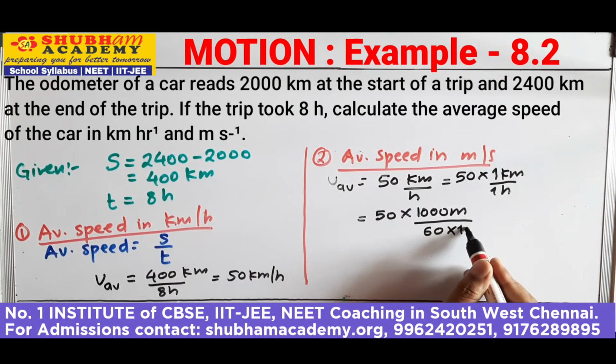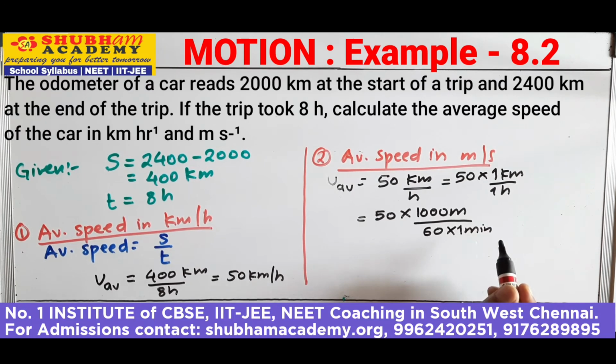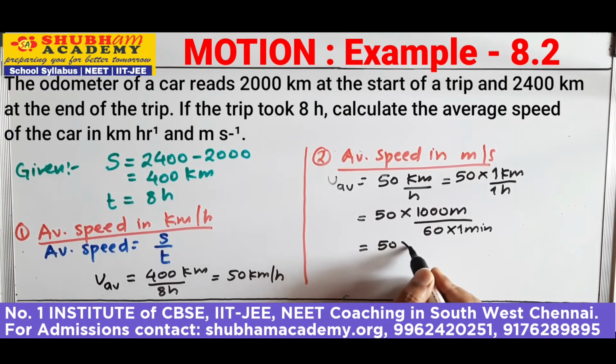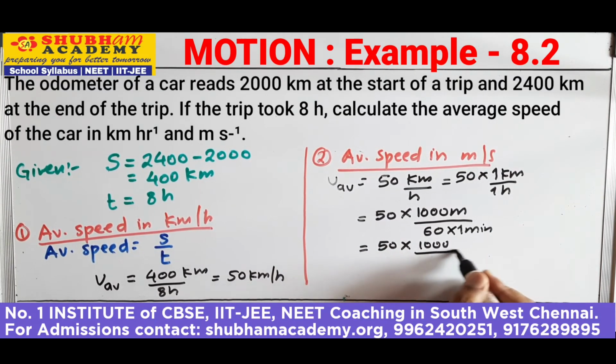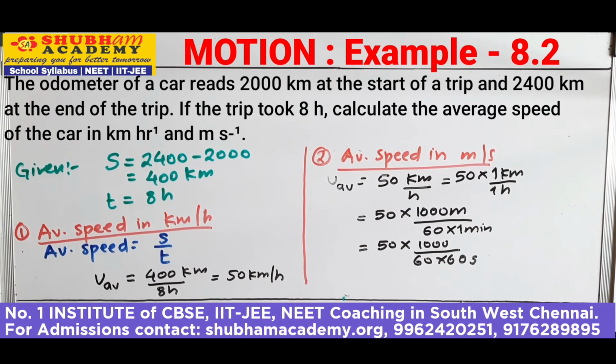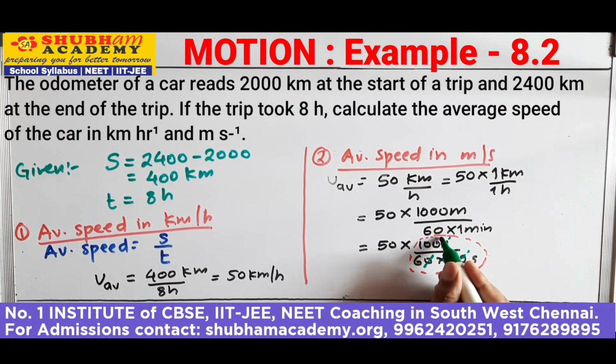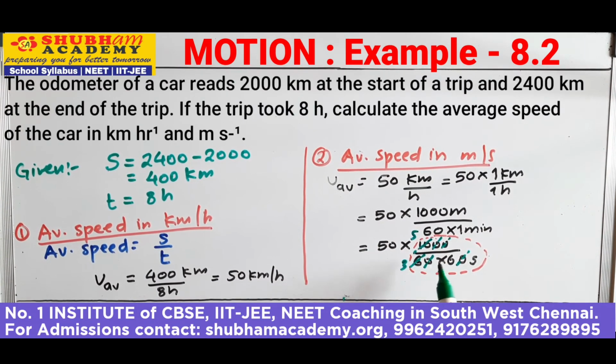So, 60 into 1 minute. Now, we know 1 minute is 60 seconds. So, 50 into 1000 by 60 into 60 seconds. Now, you see one thing here, if you simplify this particular portion, this cancels, 2 5s are 10 and 2 3s are 6. So, 5 by 18. This portion comes as 5 by 18.